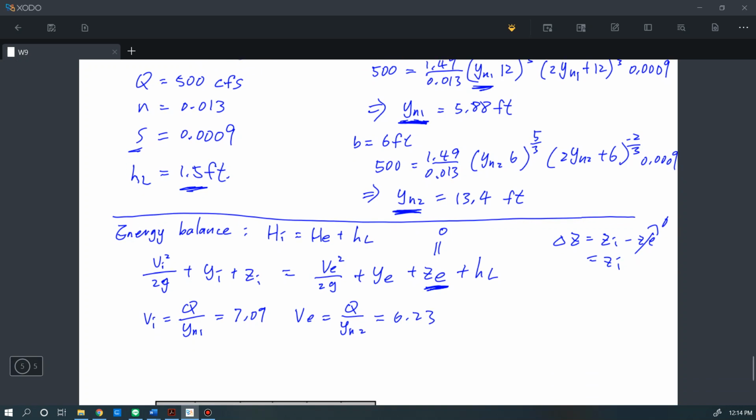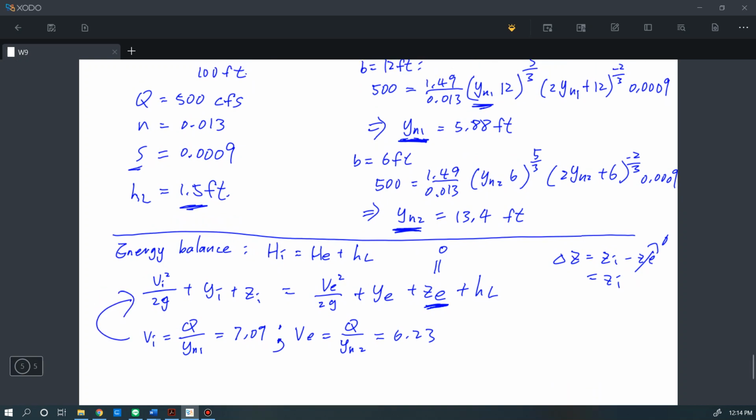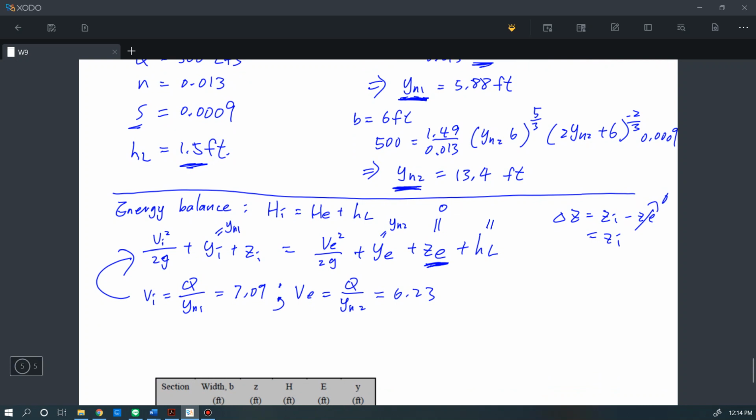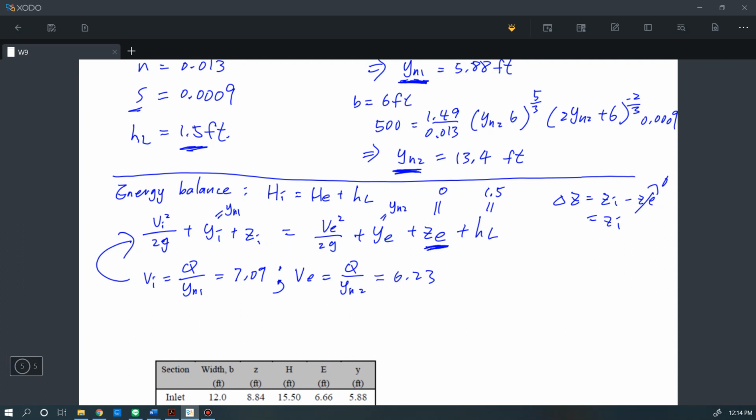Okay, so now we have this velocity. You can just plug the number in, and we also know this yi, because this yi is Yn1, this ye is Yn2, and we know this energy loss is equal to 1.5 feet. So you can solve that the delta z, the elevation change, will equal to zi, which is 8.84 feet.